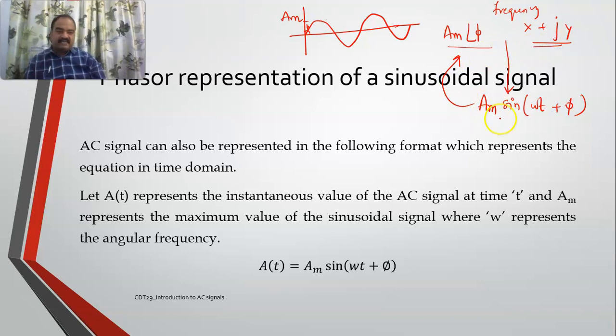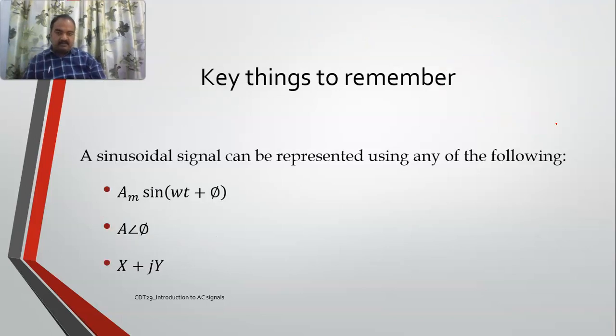But its true form is AM sine omega t plus phi, where AM is the maximum value, omega is the angular frequency, and this is equal to the number of cycles per second. Okay, and phi is the phase angle. Understand? So this is the way to represent sinusoidal signals. Okay, so the key things to remember: this is the true representation.